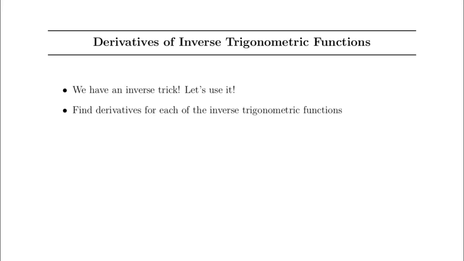All right, friends, we are starting to get to the end of our list of functions to differentiate. Let's tackle inverse trigonometric functions. And like we said in the last couple of videos, we have this inverse trick, right? Let's use it. Let's take our functions, write it in terms of its inverse, and then use implicit differentiation to go from there. We have 6 inverse trigonometric functions to find derivatives of: the inverse sine, inverse cosine, inverse tangent, inverse cotangent, inverse secant, and inverse cosecant functions.